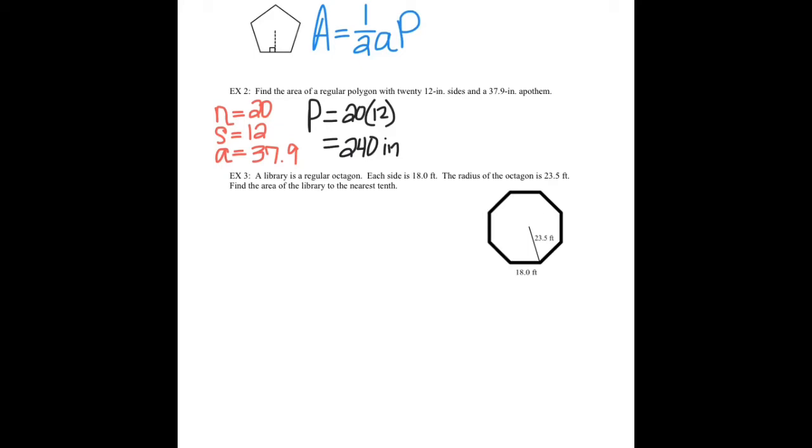Now I'm going to use that and solve for the area. So the area of this regular polygon, 1/2 times the apothem, 37.9, times the perimeter, 240. So the area equals, so in my calculator, 0.5 times 37.9 times 240.